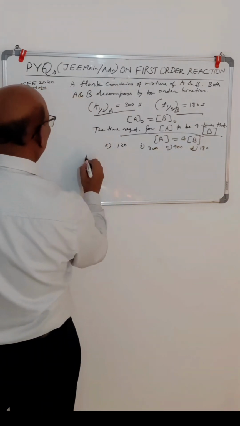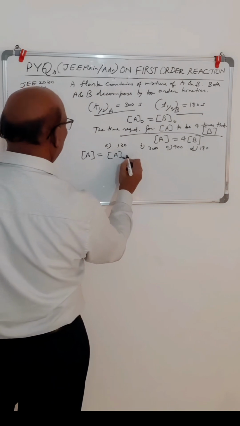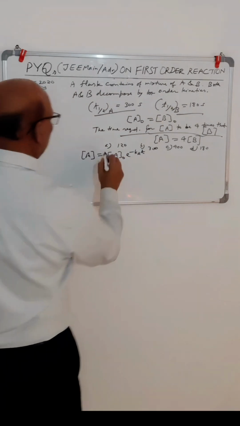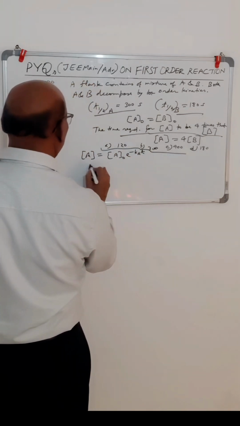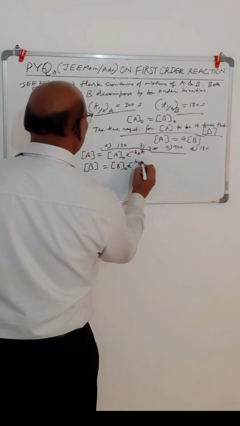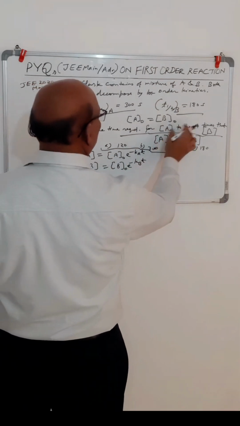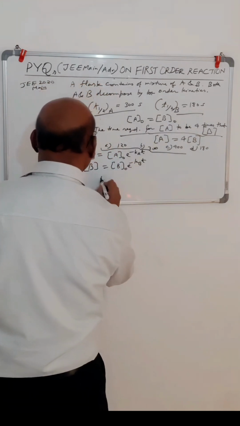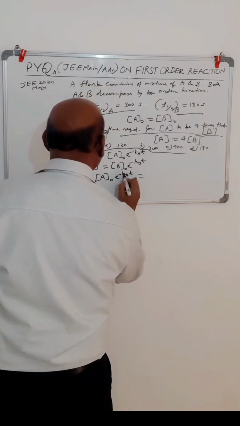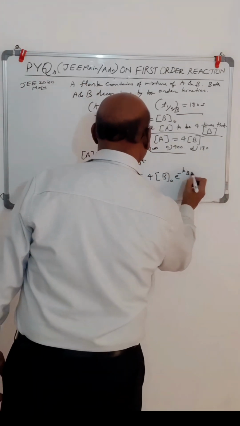For a first order reaction, our formula was that concentration of A varies as initial concentration of A into e raised to the power minus KT. Suppose K is the rate constant for A. We can write that concentration of B varies as B naught e raised to the power minus KB into T. We have to find the condition when A becomes 4 times of B. That means A naught into e raised to the power minus KT will become equal to 4 times B, B naught into e raised to the power minus KBT.